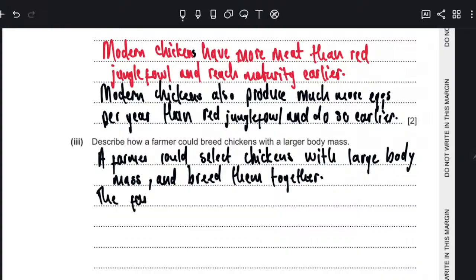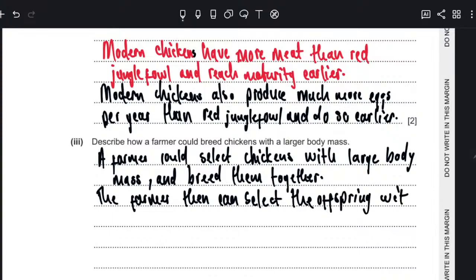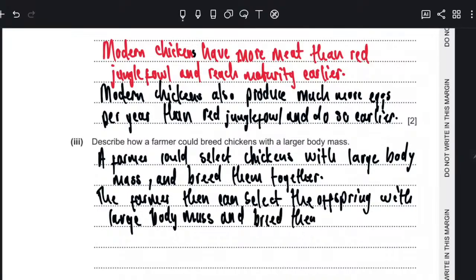The farmer then can select the offspring with large body mass and breed them together.